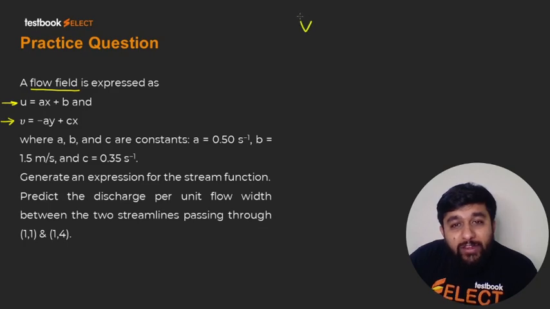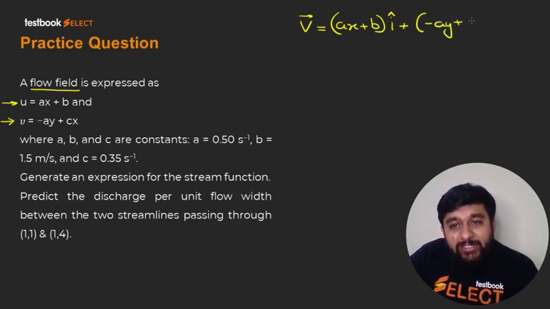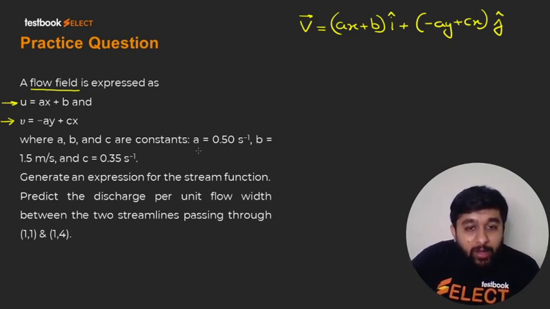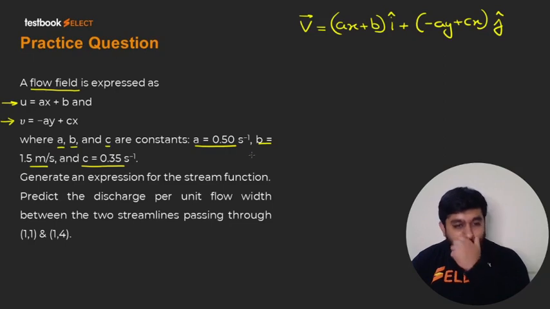So that flow field is expressed as u equal to ax plus b and small v equal to minus ay plus cx. Obviously u and v are the velocity components. So velocity vector is u, that is ax plus b, i cap, plus v, that is minus ay plus cx, j cap, and there is no w over here. So basically this is a planar flow and there is no third velocity component. Also a, b and c are constants and their values are given to us.